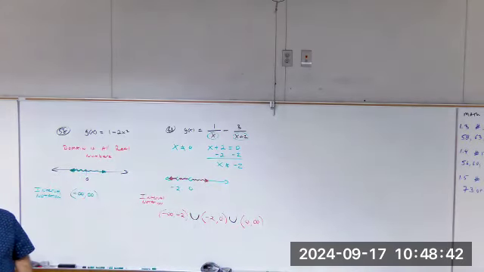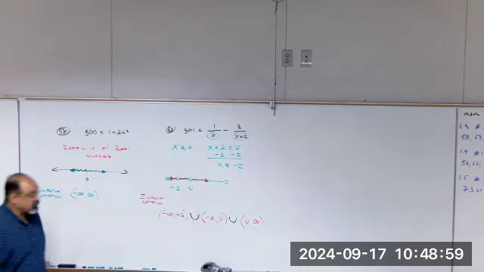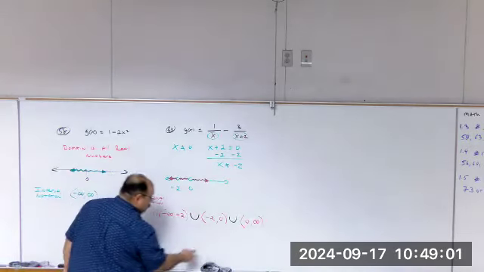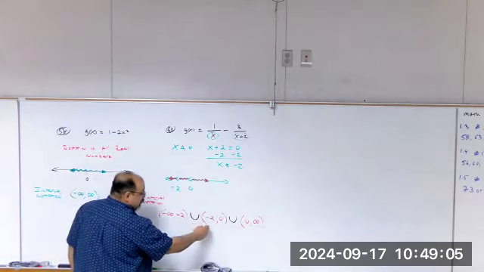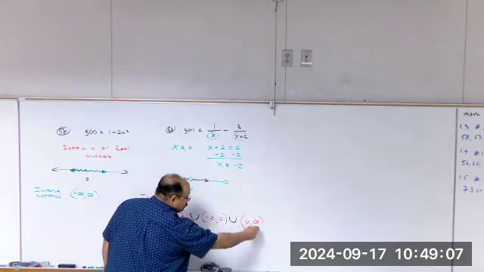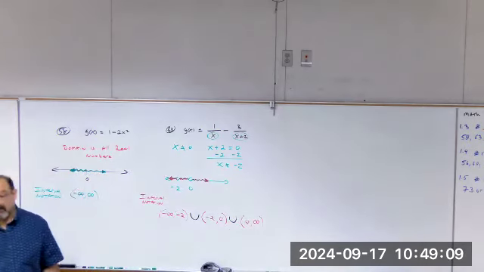When we want the domain, we don't want you to tell us what's not allowed. When you give the domain, you're supposed to tell us what is allowed. So saying everything except 0 and negative 2, you're telling me what's not allowed. We want you to actually be able to describe what is allowed. Everything from negative infinity to negative 2, union, negative 2 and 0, union, 0 to infinity. That's what is allowed.